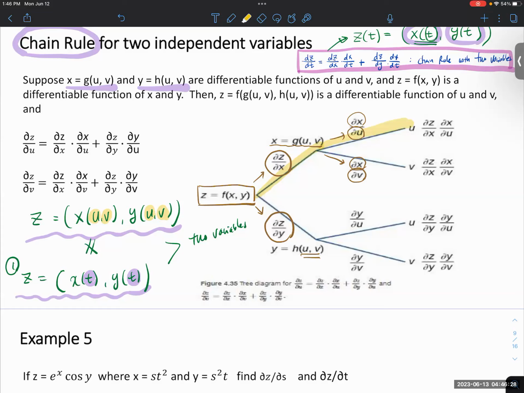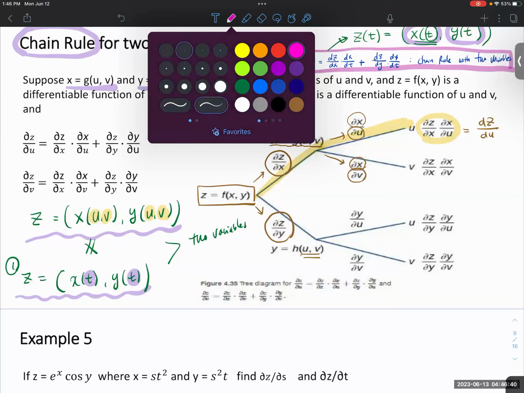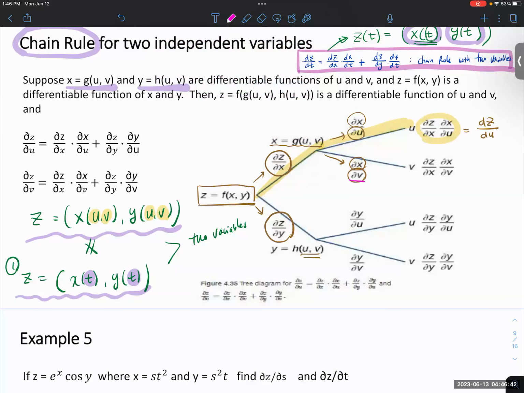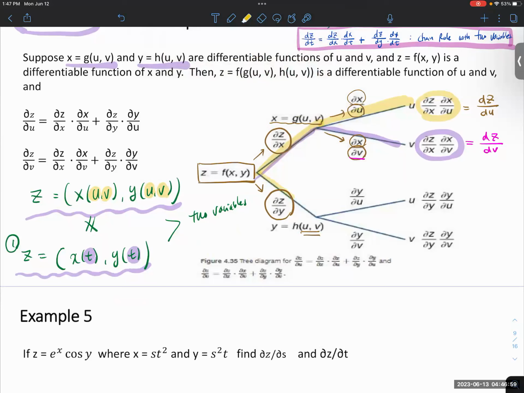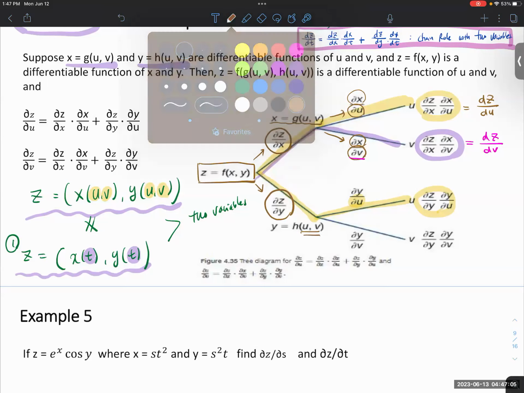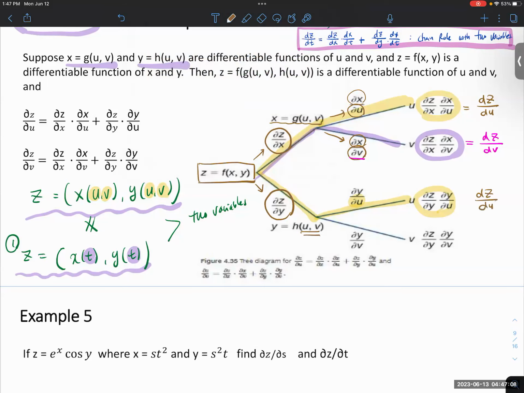So this is going to be dz over dx times dx over du. This means dz over du, okay? But the next one here, you're going to go to v, right? So you're going to go to x and then you're going to go to v. So this means dz over dv, okay? Keep going. Let's observe the bottom, y, but then you're going to go to u, right? At the end, you're going to go to u. So this is going to be another dz over du.